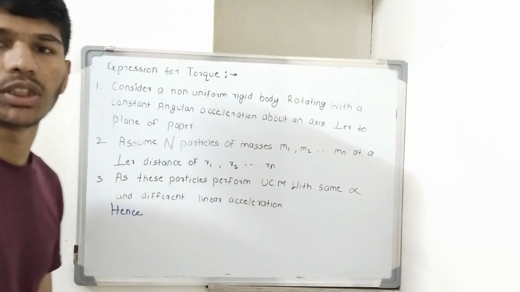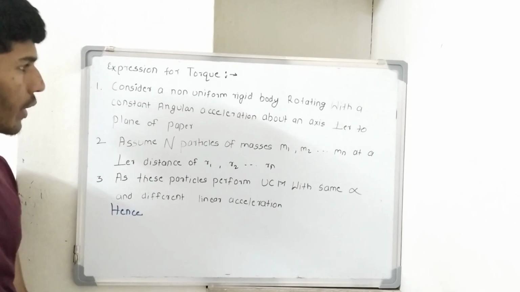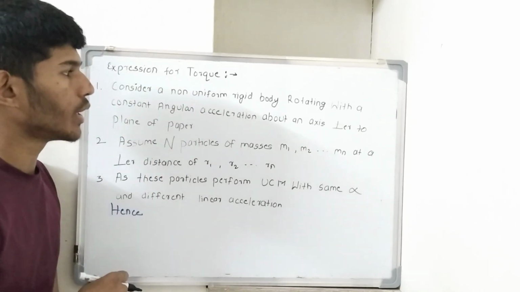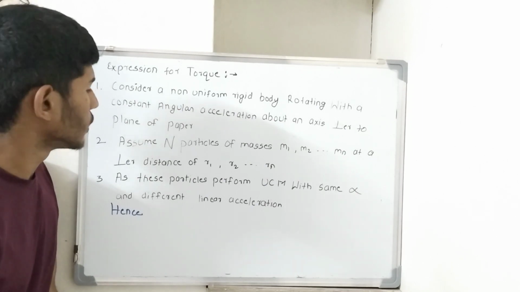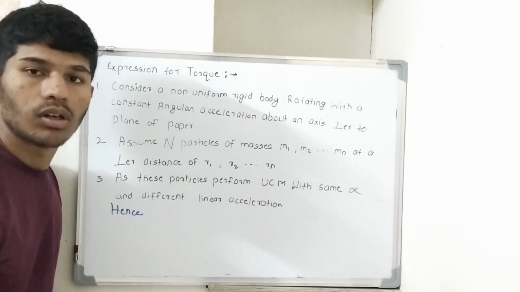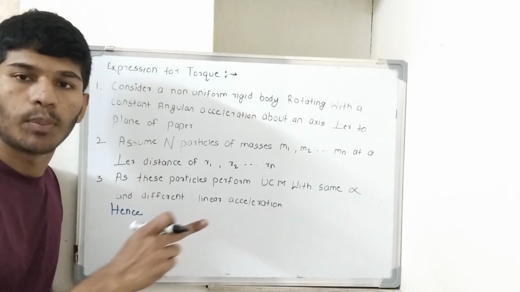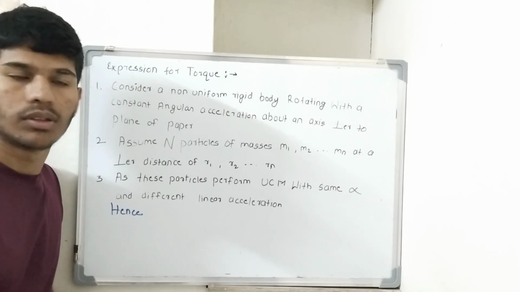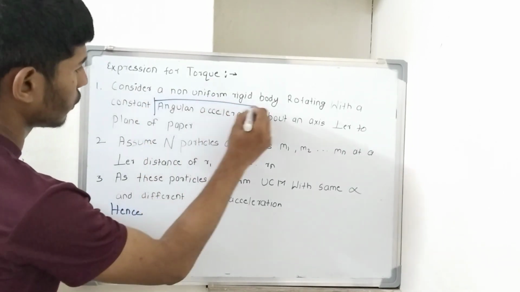Now let's see the expression for the angular torque. So the first point is, consider a non-uniform rigid body rotating with a constant angular acceleration about an axis perpendicular to the plane of the paper. Now you must have noticed that there is some difference between the previous one and this one. That is the term angular acceleration.